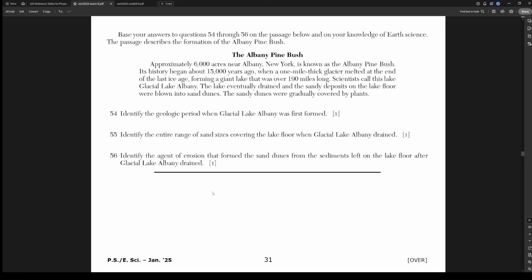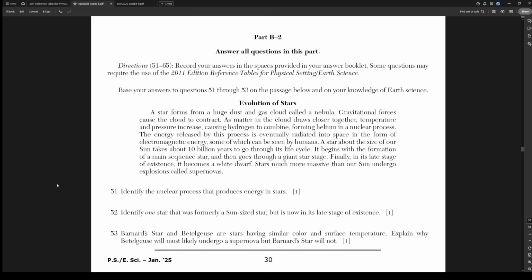All right, that's the end of the multiple choice. So next up, we're going to do the short answer. See how it goes. So far, this has been an easy test minus a couple of questions.